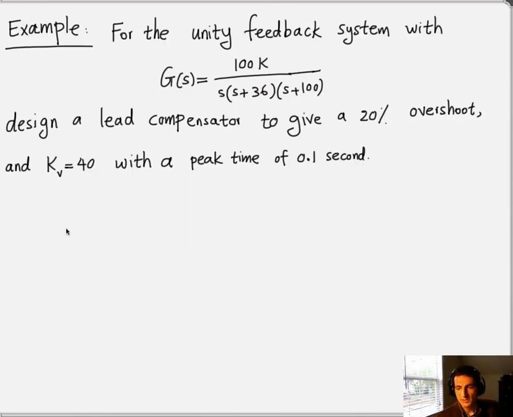So I'm going to work on an example that we have worked on a couple of times, for which we designed a simple gain and also a lag compensator. Here we're going to slightly change the design specifications and design a lead compensator to meet them. The question is, for the unity feedback system with this transfer function, design a lead compensator to give a 20% overshoot and kV equal to 40 with a peak time of 0.1 second.